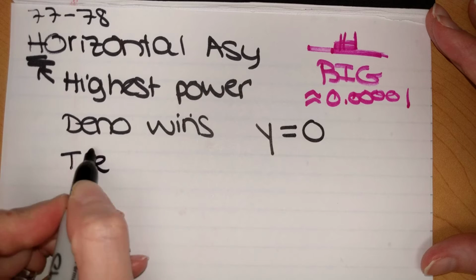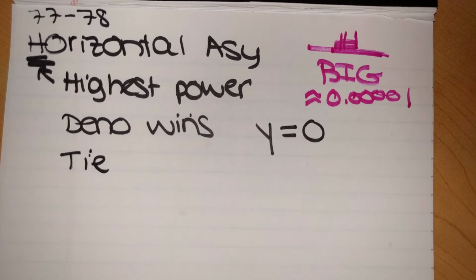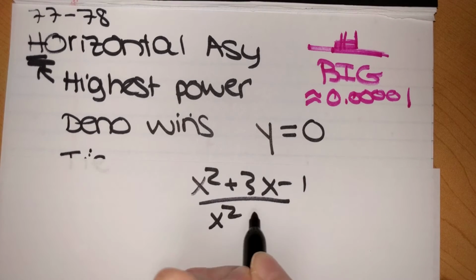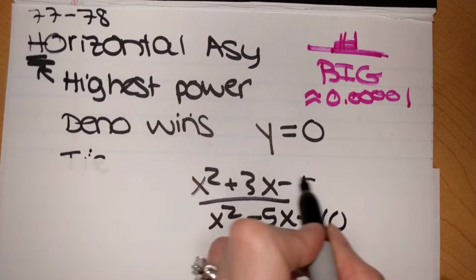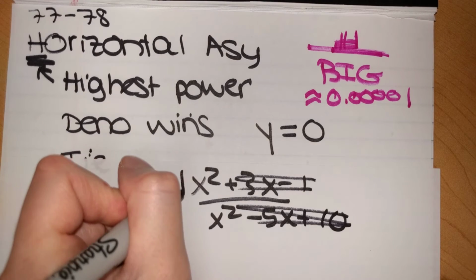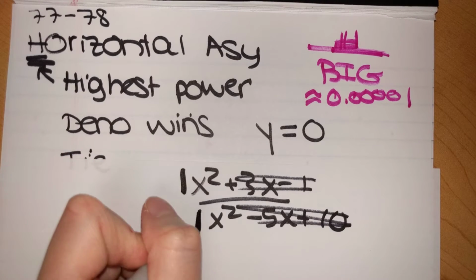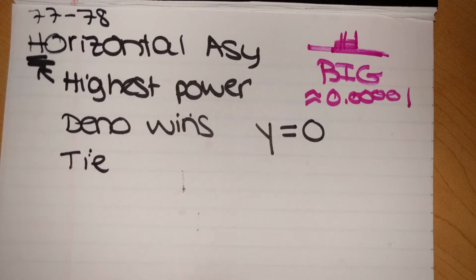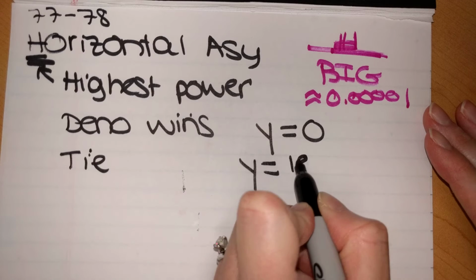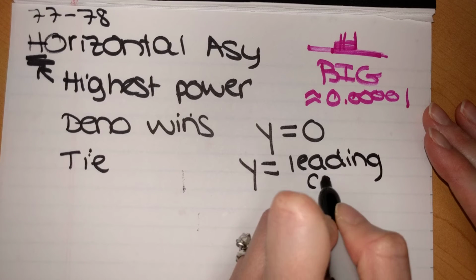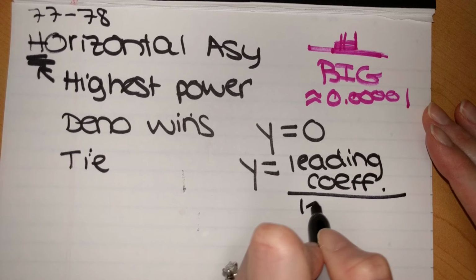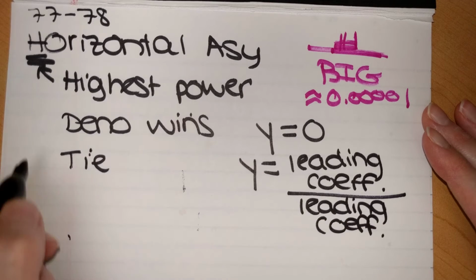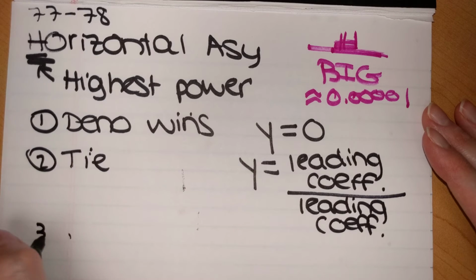When there's a tie, then what happens in that case is all of the smaller terms, so for example, if I have x squared plus 3x minus 1 over x squared minus 5x plus 10, all of these smaller terms aren't going to really matter. What's going to matter is the coefficient that's on this x squared, this coefficient that's on the denominator. So what you do when you have a tie is you look at y is equal to the leading coefficient over the leading coefficient of the denominator.